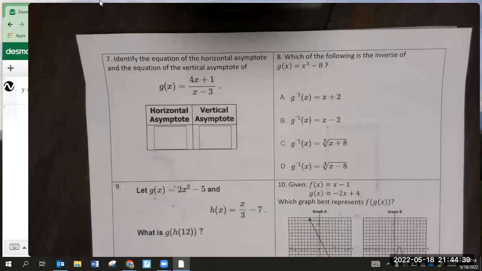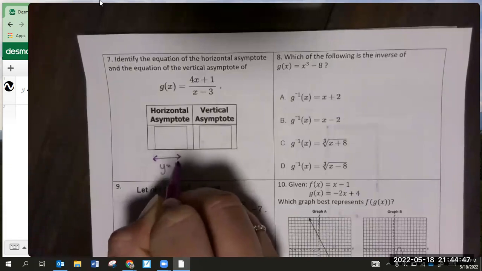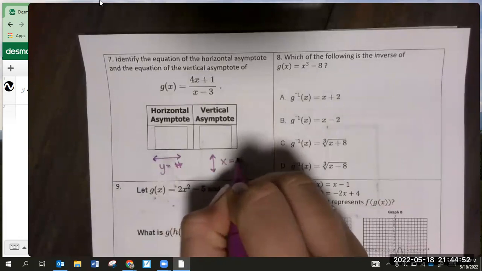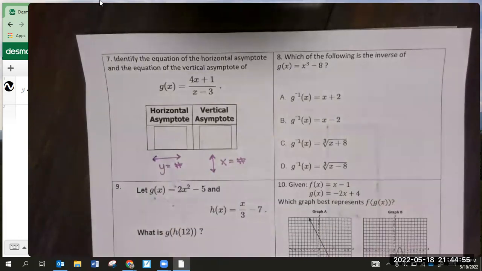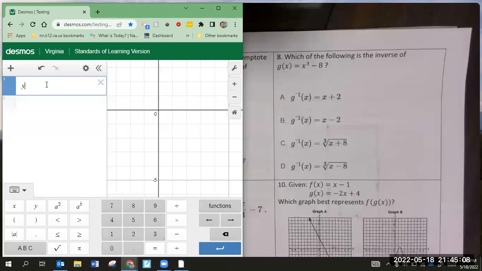For number 7, it says identify the equation of the horizontal asymptote. Horizontal is this direction, and it is a y equals some number. Vertical asymptote would be up and down, and that would be an x equals a number. So we want to make sure we drag and drop the correct answer choices into the correct boxes. There is no graph for this provided, so we're going to come to Desmos and graph this. So we've got y equals 4x plus 1 in the numerator, and we have x minus 3 in the denominator.